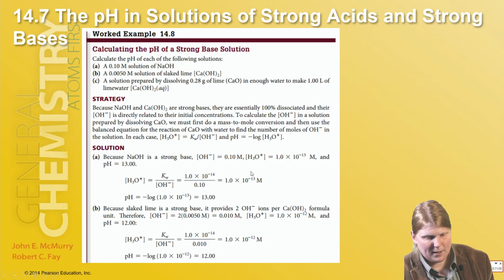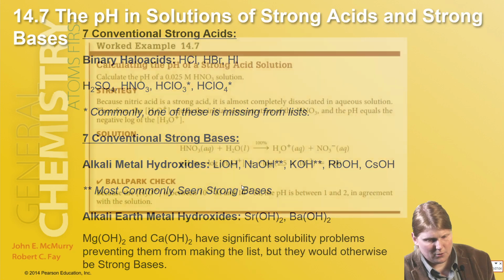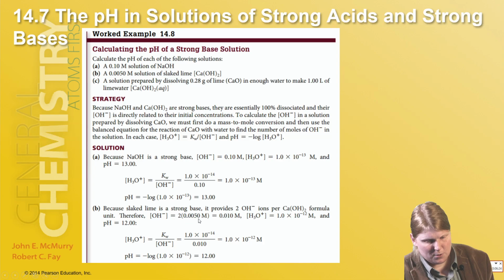There is an easier way to go about doing this one. Here, this is a base, but it produces 2 ions for each one. So we'll have to multiply this concentration by 2, which they do, and then that's now the hydroxide ion concentration. We could work that out.